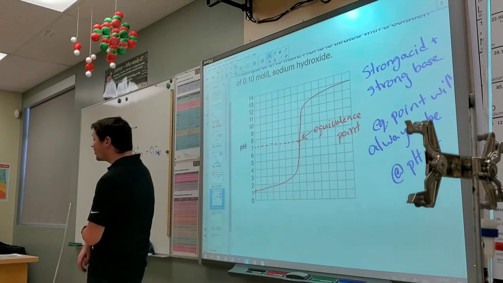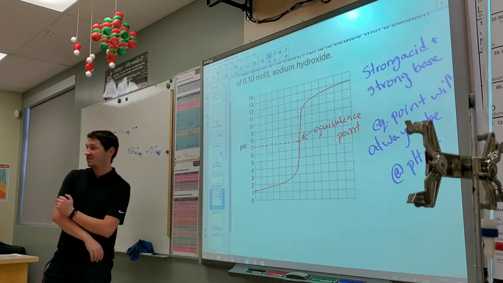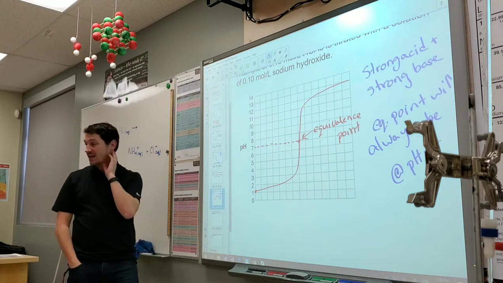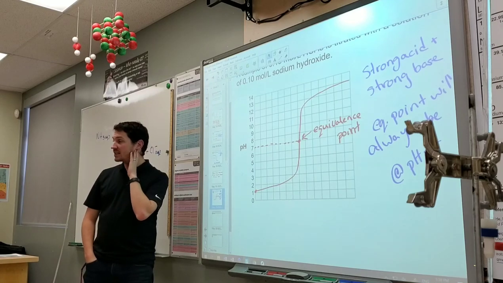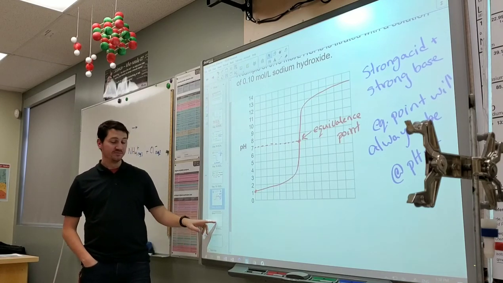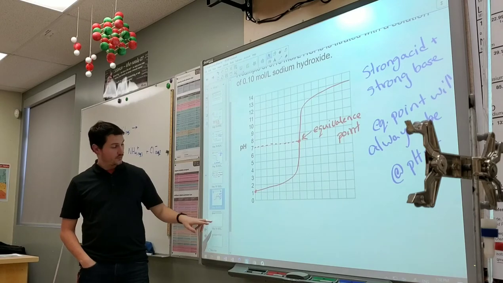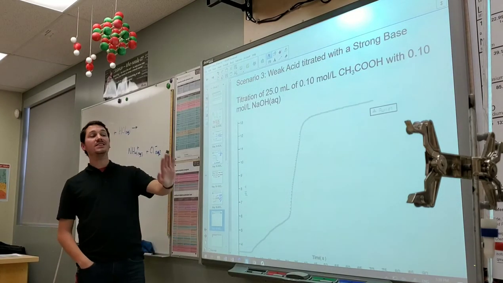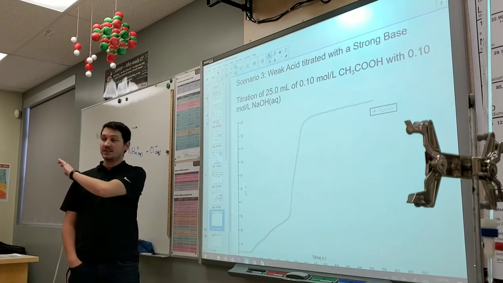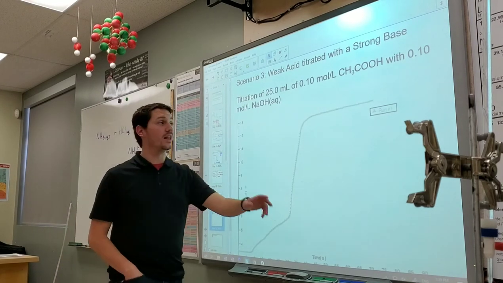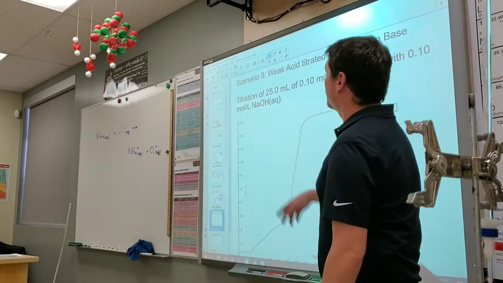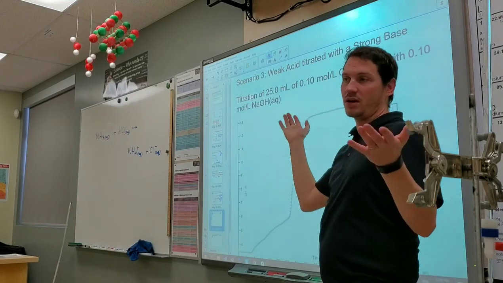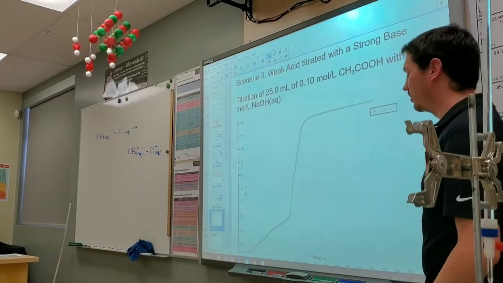But let's take a look at something that's not the case. Let's take a look at a weak acid reacting with a strong base. So here's a weak acid reacting with a strong base. This is exactly what you did in your lab. So we're titrating acetic acid with sodium hydroxide. That's what we did in our lab, okay, no problem.